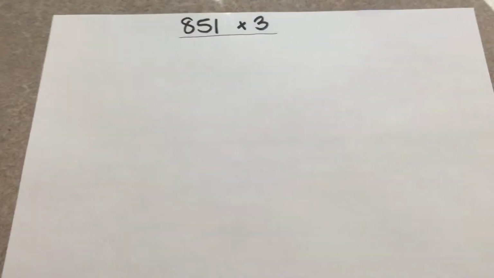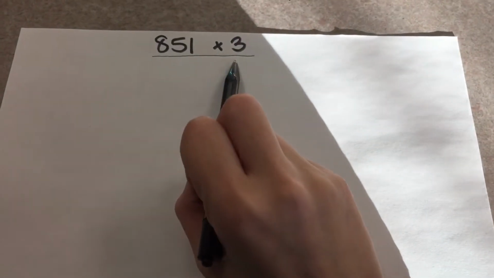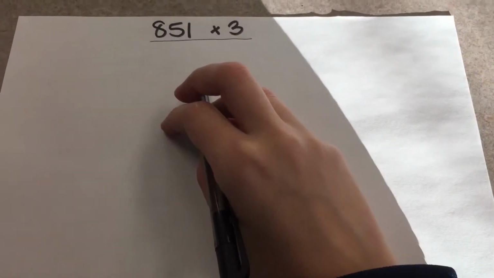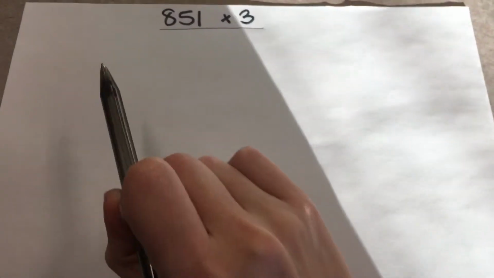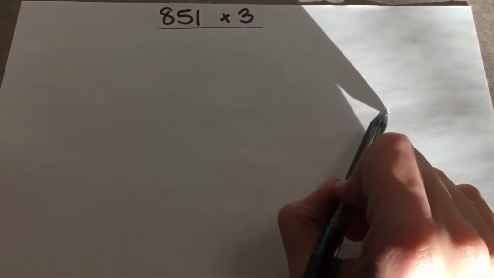This video is how to solve a multi-digit by one-digit multiplication problem using the partial products algorithm. We're going to model this using a place value chart and also using numbers.